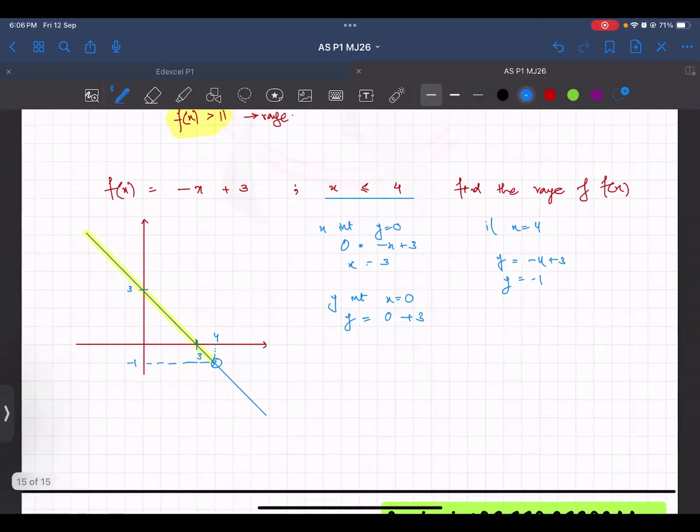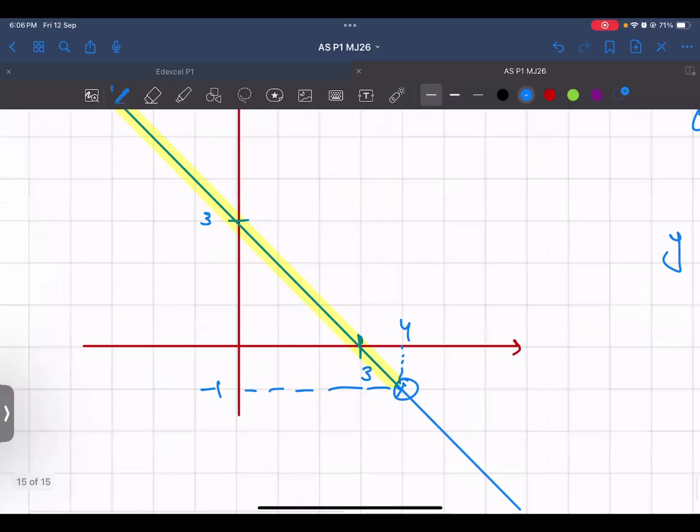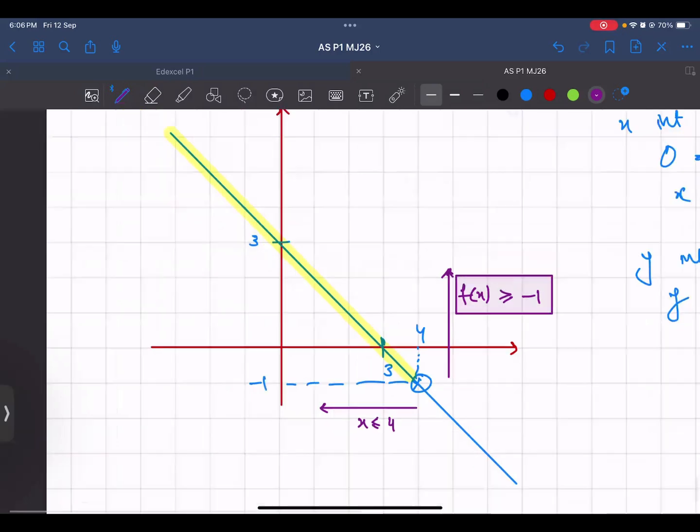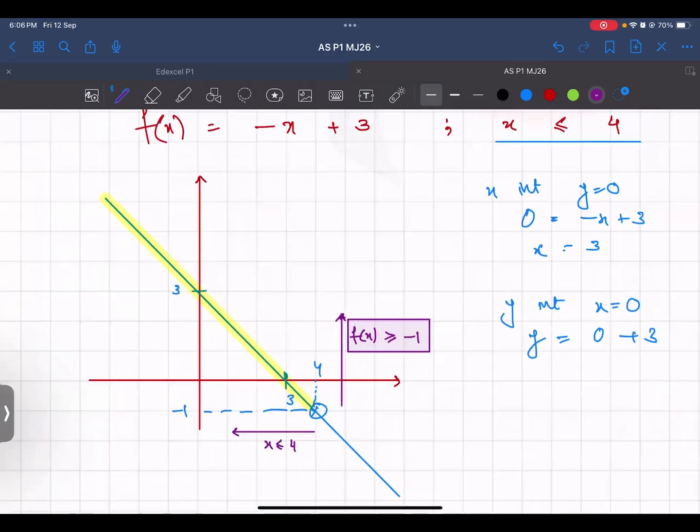If I analyze this yellow region, I see that the x values are to the left side of 4 and the y values are going up. As you move to the left side, your graph is going up, up, up as much as it wants. So this means f(x) is greater than or equal to minus 1. This is your answer. The boundary was minus 1, and because 4 was included, the value of y is also included. Do you get it?